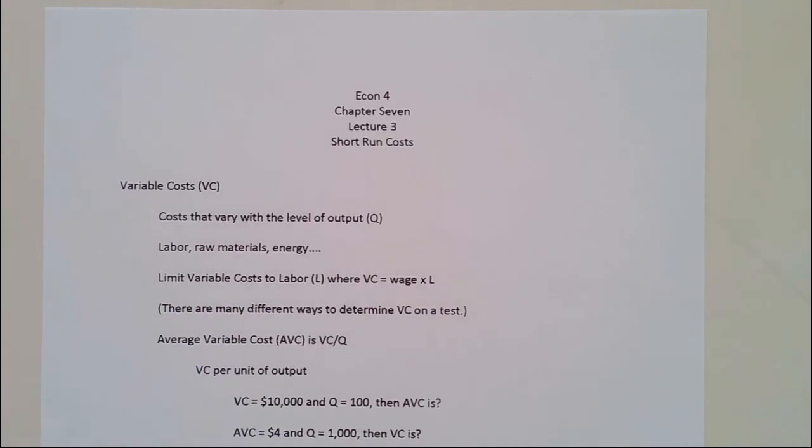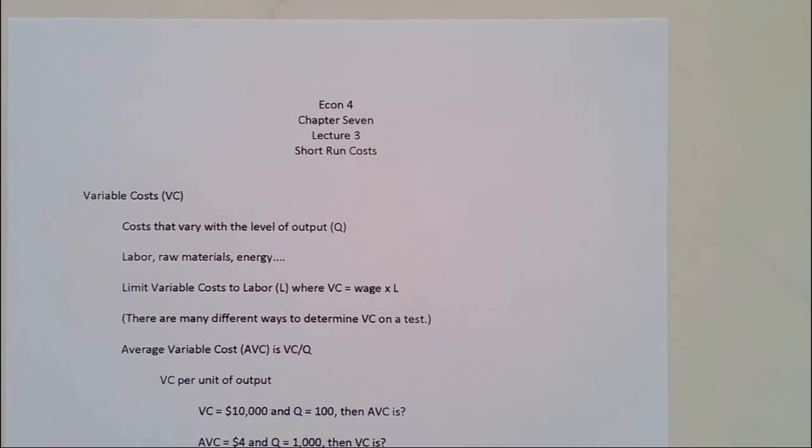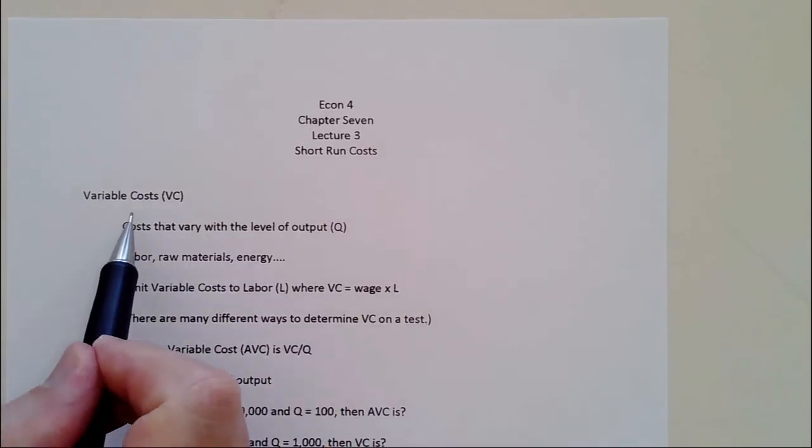Lecture 3, short run cost. Again, we have the short run, so we have one fixed input, which is capital, and the other input we have is labor, and that's going to be the variable input. Which means we have variable cost and we have fixed cost.